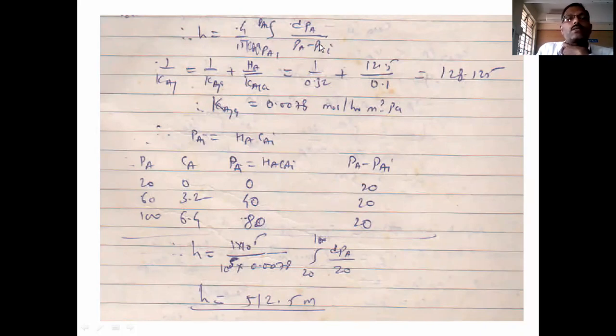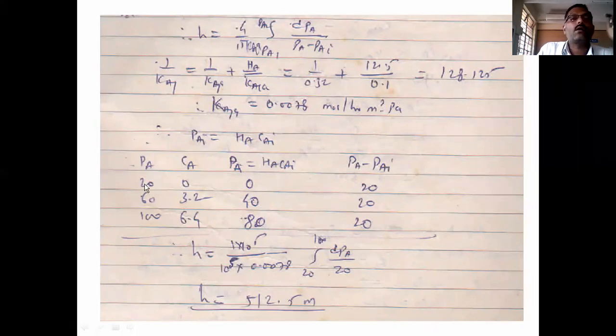Now this difference PA minus PI, check the difference in the column from bottom to top or top to bottom. Is it constant or different? So how to check? Make one table. In that, take the first PA value, then the corresponding CA value. Then for this equilibrium, we calculate the PAI. PI is equal to HA into CI, this CA. Then calculate PA minus PI in the column.